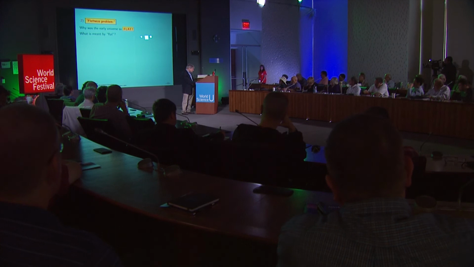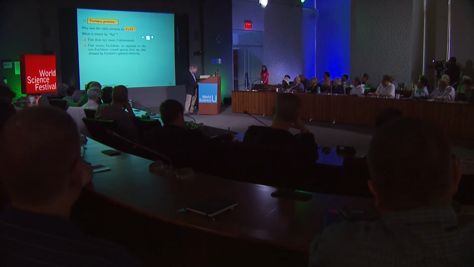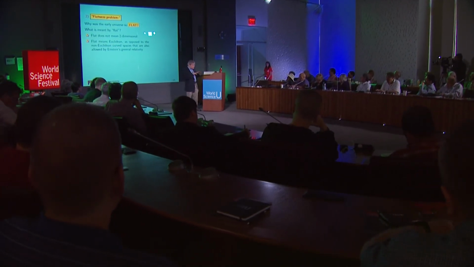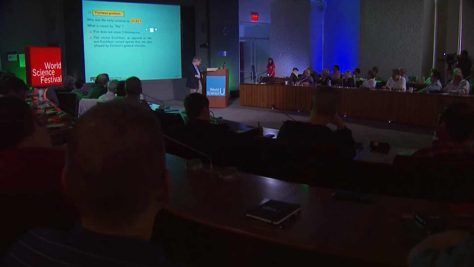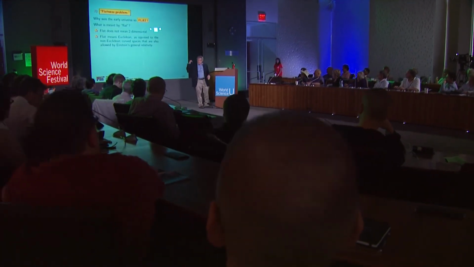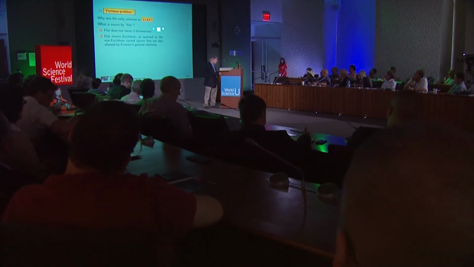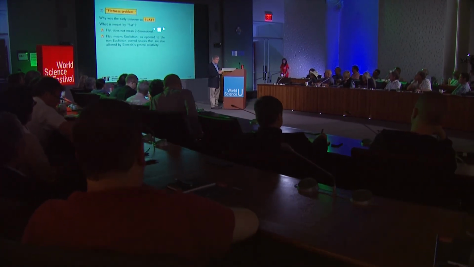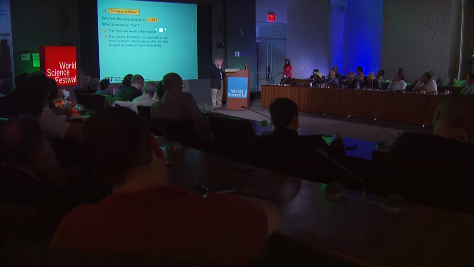Okay, the second issue I want to talk about is what's called the flatness problem. Why was the early universe so flat? I should say a few words about what's meant by flat. First of all, flat does not mean two-dimensional, as I discovered sometimes my audiences think. Flat can mean that, of course, but it's not the meaning I have in mind. Here, by flat, I mean Euclidean, obeying the axioms of Euclidean geometry.